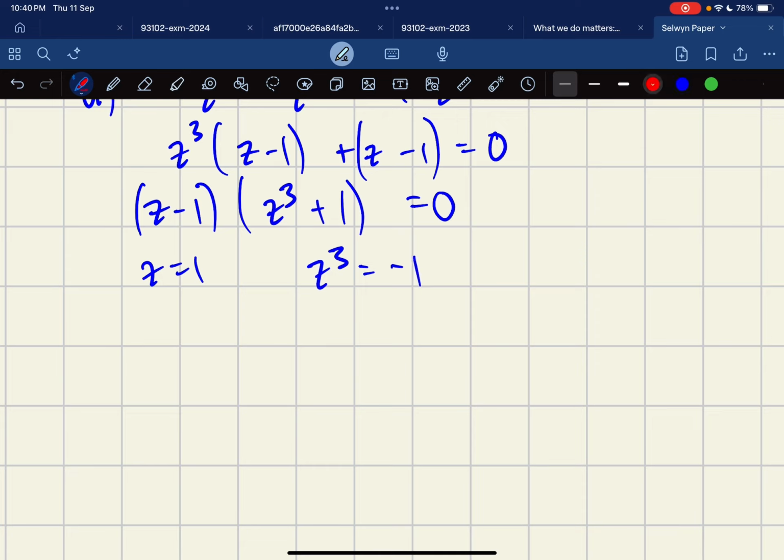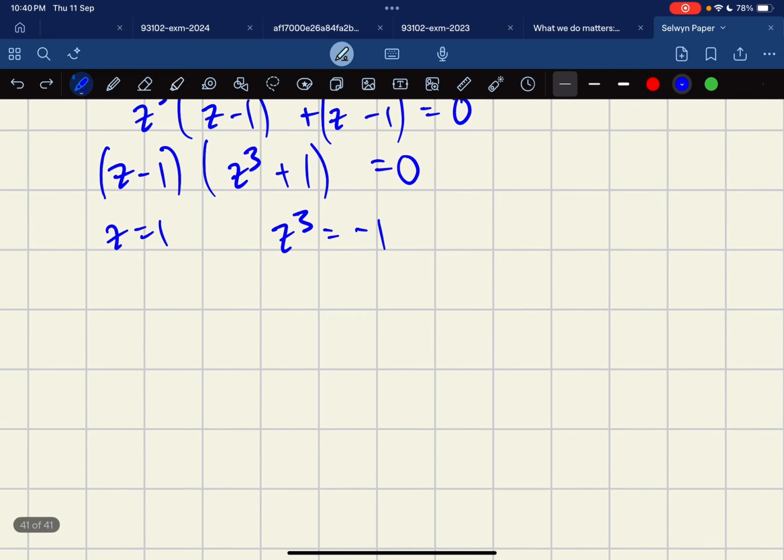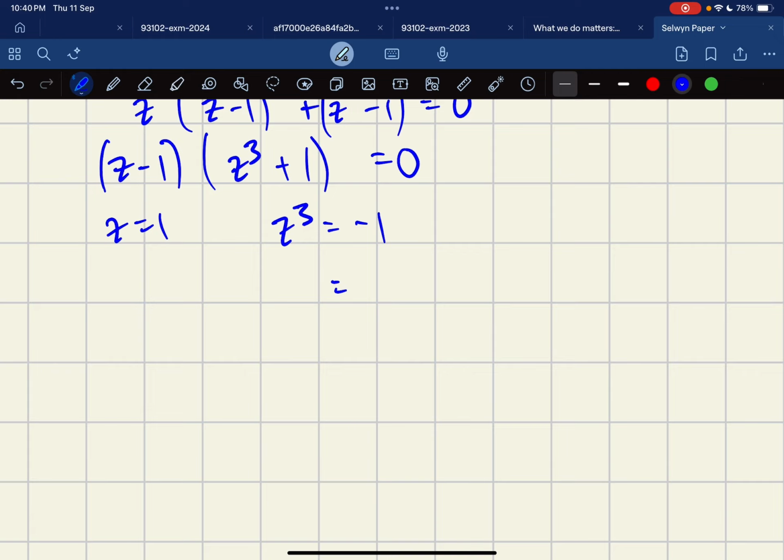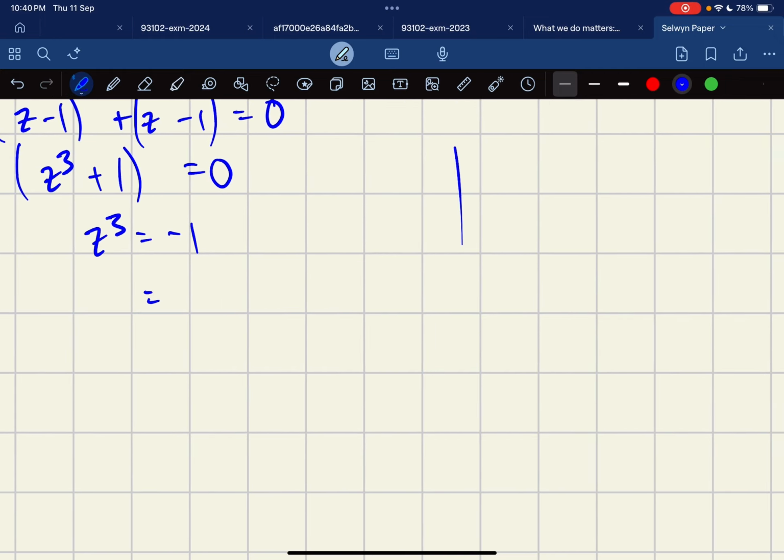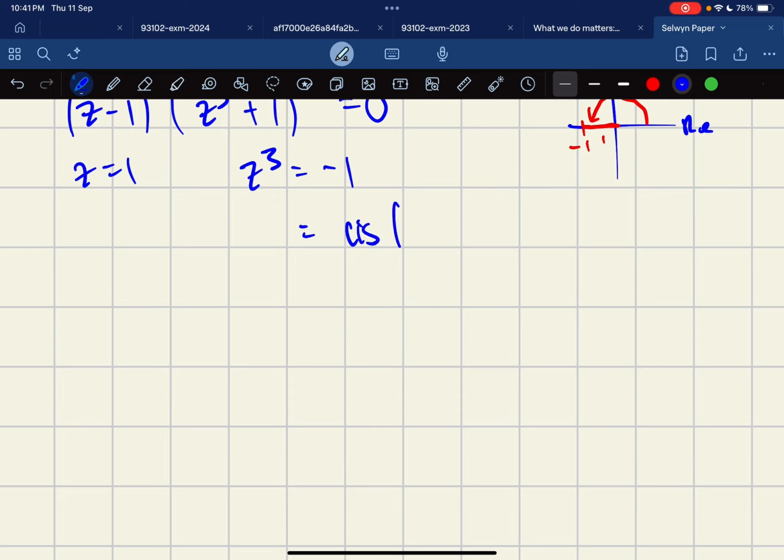Now this is a quartic, so there need to be 4 different solutions. If you just cube root this, you'll just get an answer of negative 1. But obviously it's a complex numbers paper, so you should change this into polar form. You can imagine on the Argand diagram that negative 1 is just over here, so the modulus is just 1. The argument is half a rotation of the circle, which is pi. So this is simply cis pi, with a modulus of 1, but we don't write the 1 there. And then we can cube root both sides.